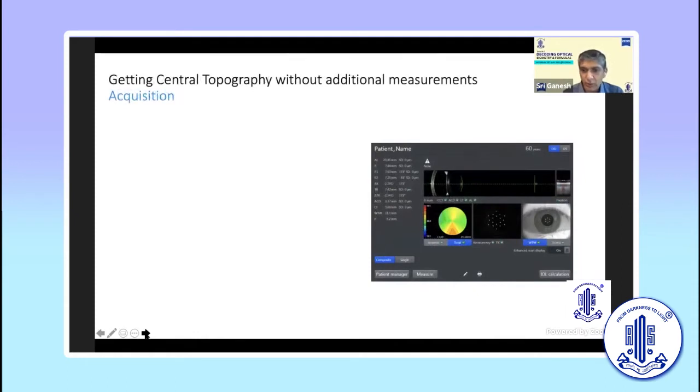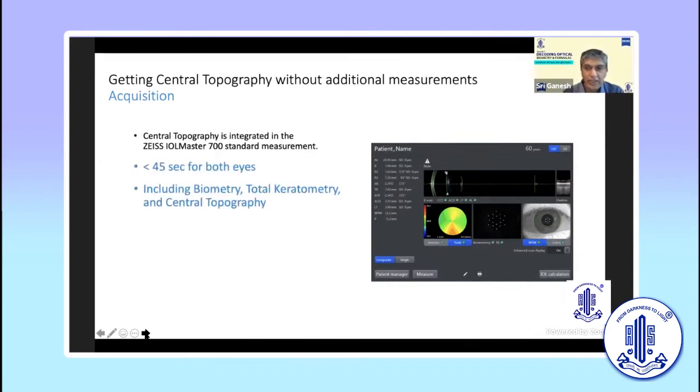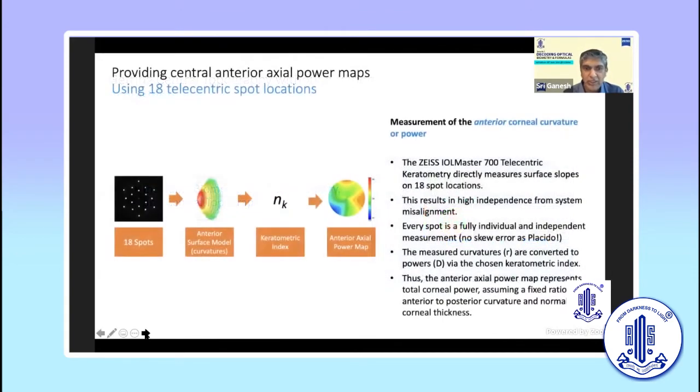The acquisition is quite easy, and as you acquire your axial lengths and your K readings, you also get the keratometry and the topography. And you also have the traffic light signals there. Green tick means that the acquisition is quite good. And it takes less than 45 seconds for both eyes. You can get all the measurements.